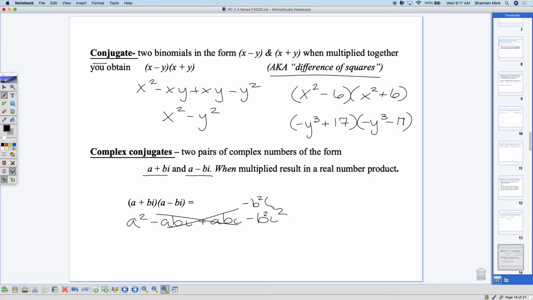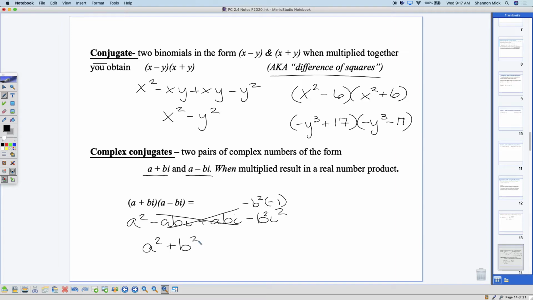Negative 1. I squared is negative 1. So I have negative b squared times negative 1, which is what? Positive b squared. Negative b squared times negative 1 would be a positive b squared.